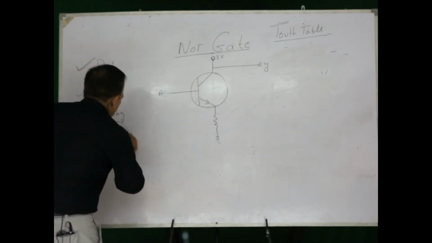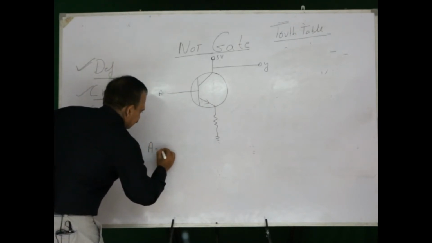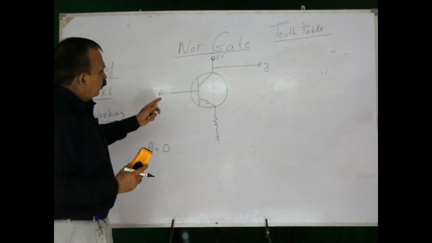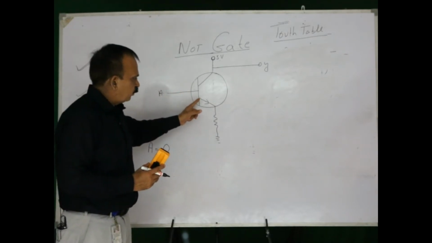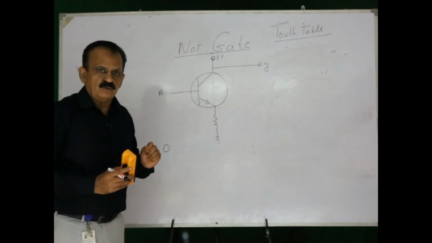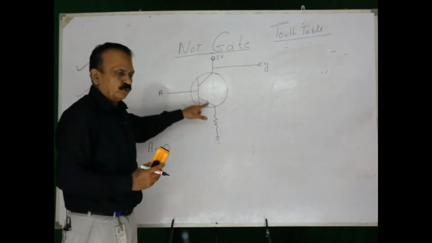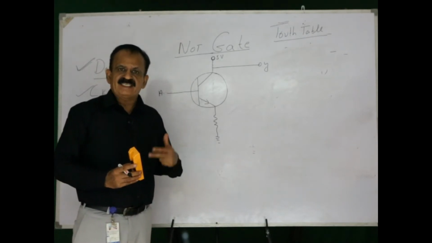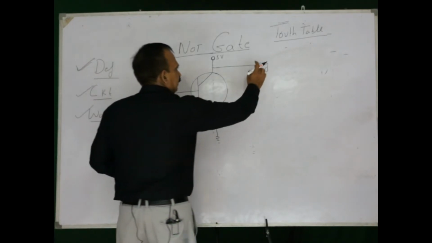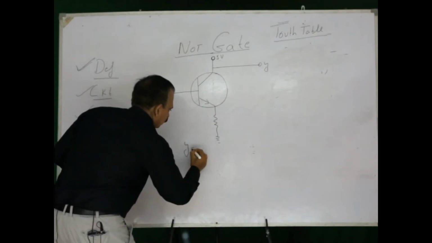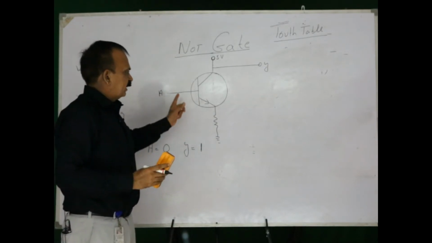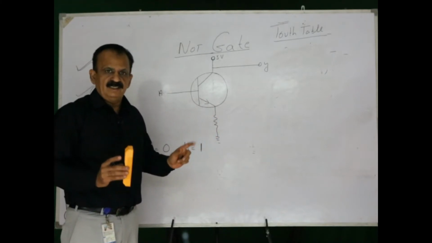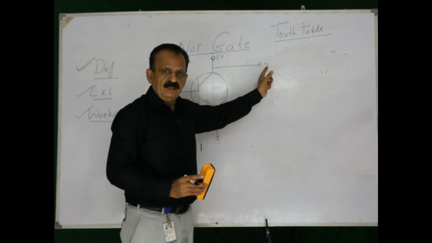Working. Now in working there will be only two combinations. One is A is equal to 0, another is A is equal to 1. Now when A is equal to 0, this diode will not conduct, and if this diode won't conduct, there will be no current flow through this transistor, or I will say the transistor will be providing the maximum resistance, due to which the value of Y is going to be 1. A is equal to 0, this will be in the cutoff state, no current will pass through the transistor, and the value of Y is going to be 1.